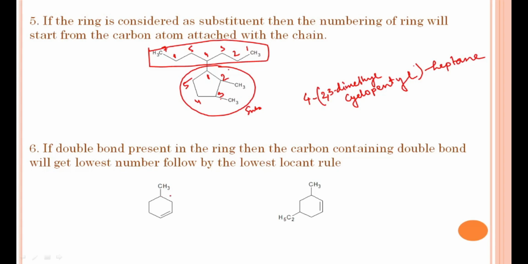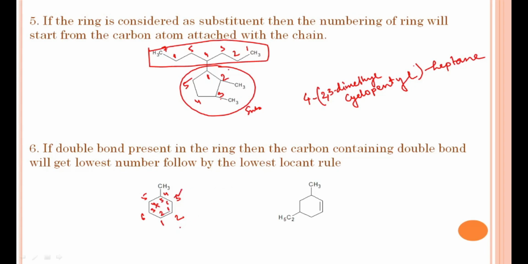Now if a double bond is present in the cyclic carbon chain, then we have to give the lowest number to the double bond, not the locant. So if we give numbering 1 2 3 4 5 6, here we have given the lowest number to the double bond. After that we have to find the position of the locant. So we can give the numbering like this, we can also give numbering like this. If we follow this numbering process, the locant is getting 4th number. If we follow this numbering process, the locant is getting 5th number. So this is wrong, this is the right numbering process.